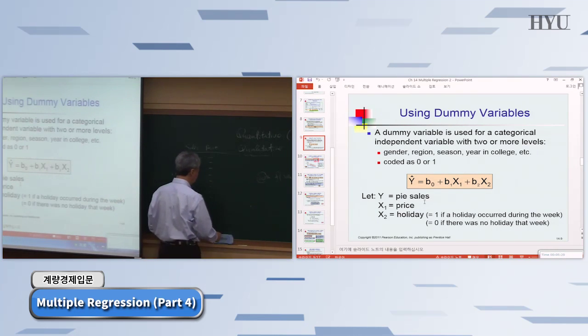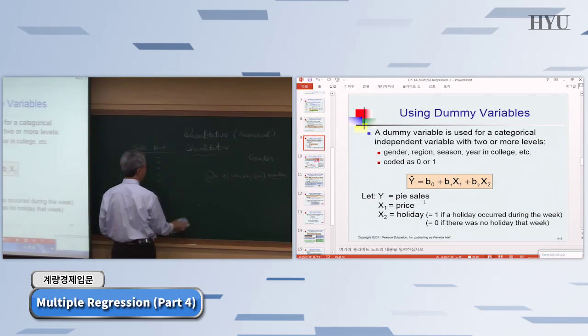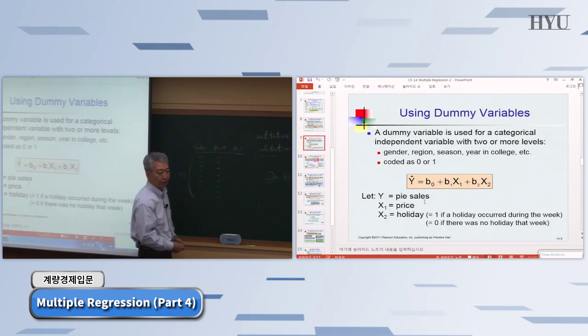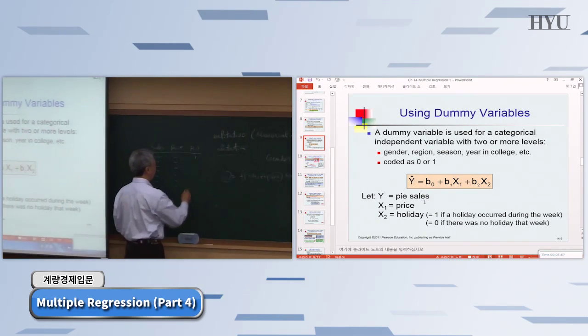And then you will create a new variable, say holiday. If there was any holiday during the first week in this data, let's say that was the first week of October in Korea. First week of October includes a holiday, Gaecheonjeol, right? Then you would say 1.